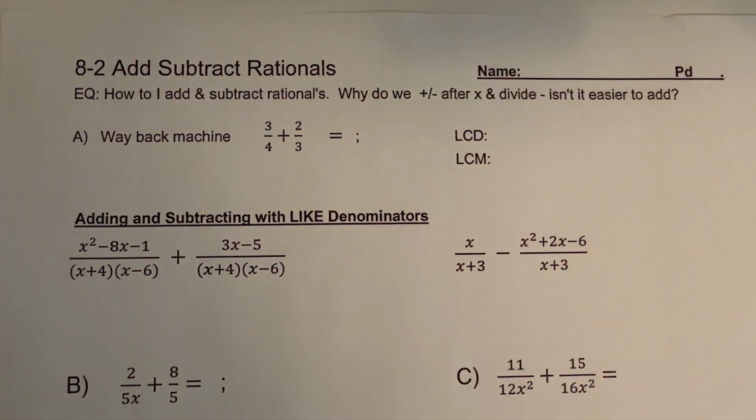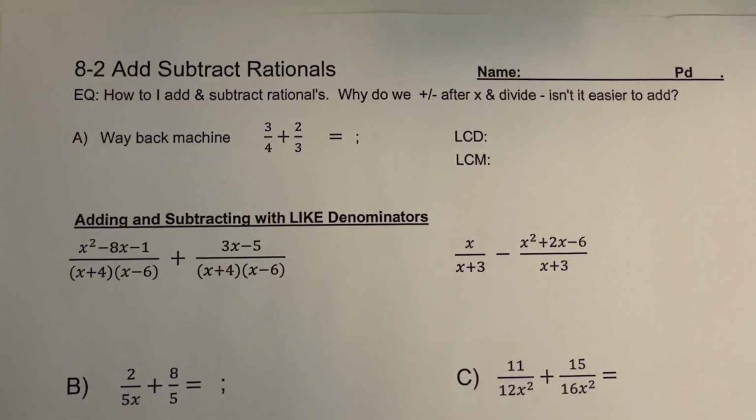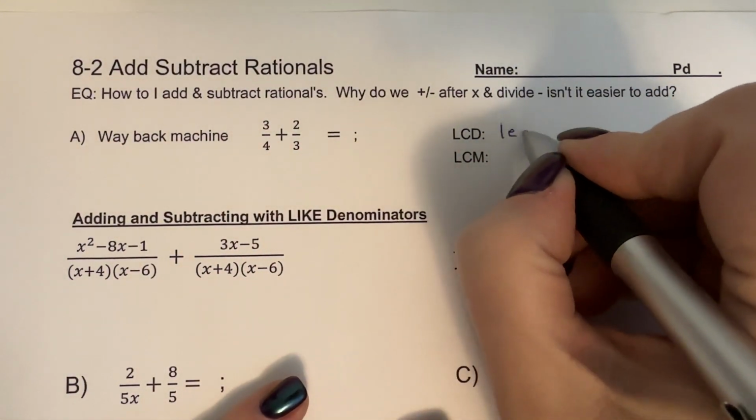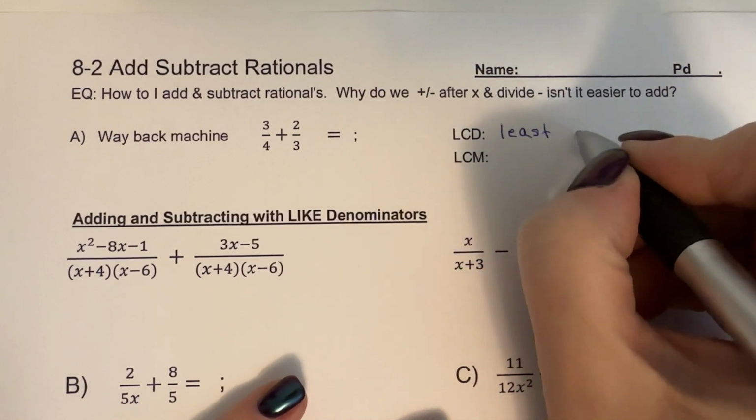So if I want to add these two fractions, the first thing I'm going to do is I am not just going to add the numerator and the denominator and come up with 5/7. Why? Because that's wrong. So what I have to do is find a common denominator. Now, over here on the side, LCD stands for least common denominator.